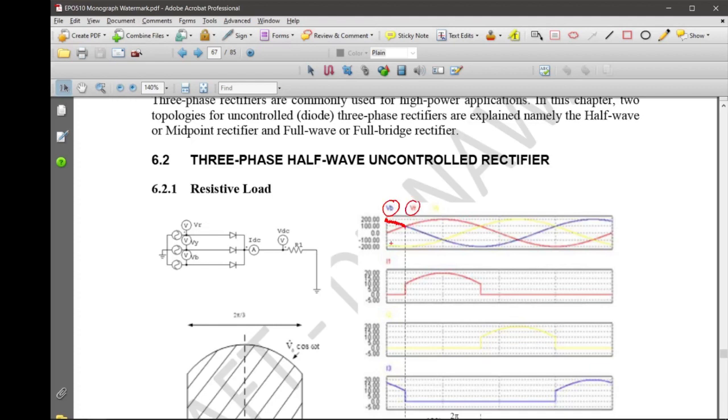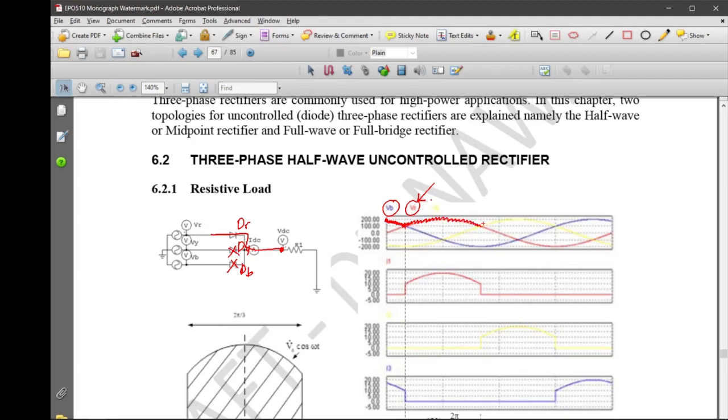Isn't it? So we have red and blue. Just after that intersection, we see that V red is at its highest potential, isn't it? So in that region, diode red will turn on, and diode yellow and diode blue will be off. So VDC will now jump to and equal the red phase voltage. So it will follow the envelope of the supply voltage. So now you follow the red phase voltage.